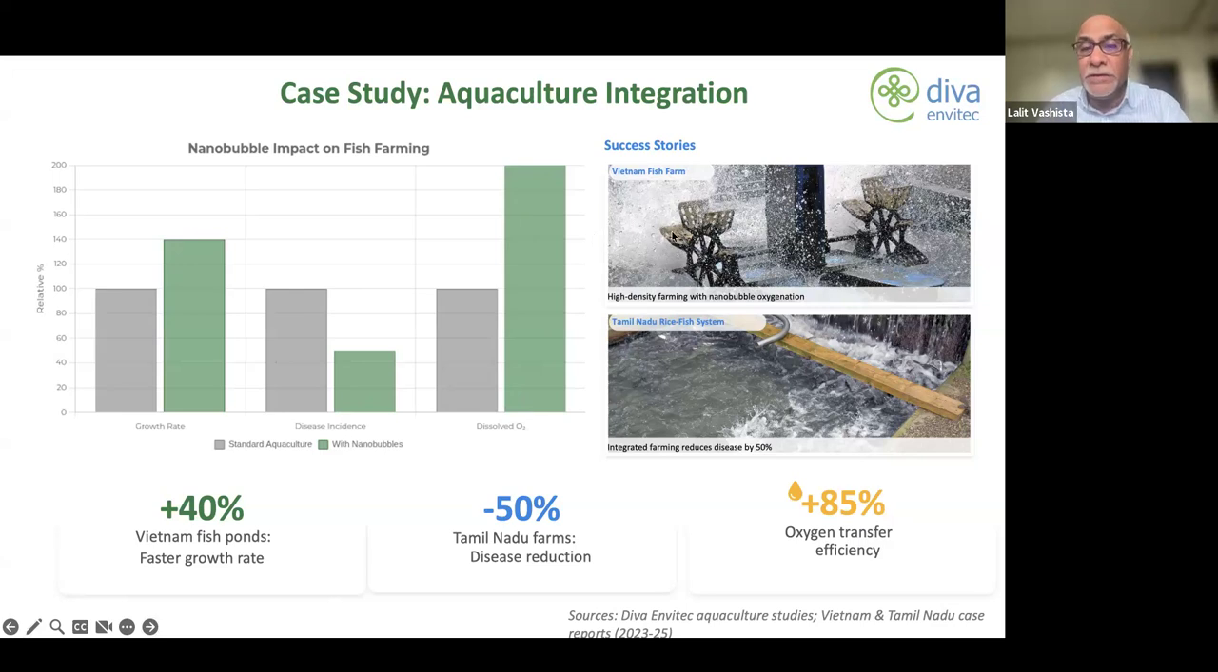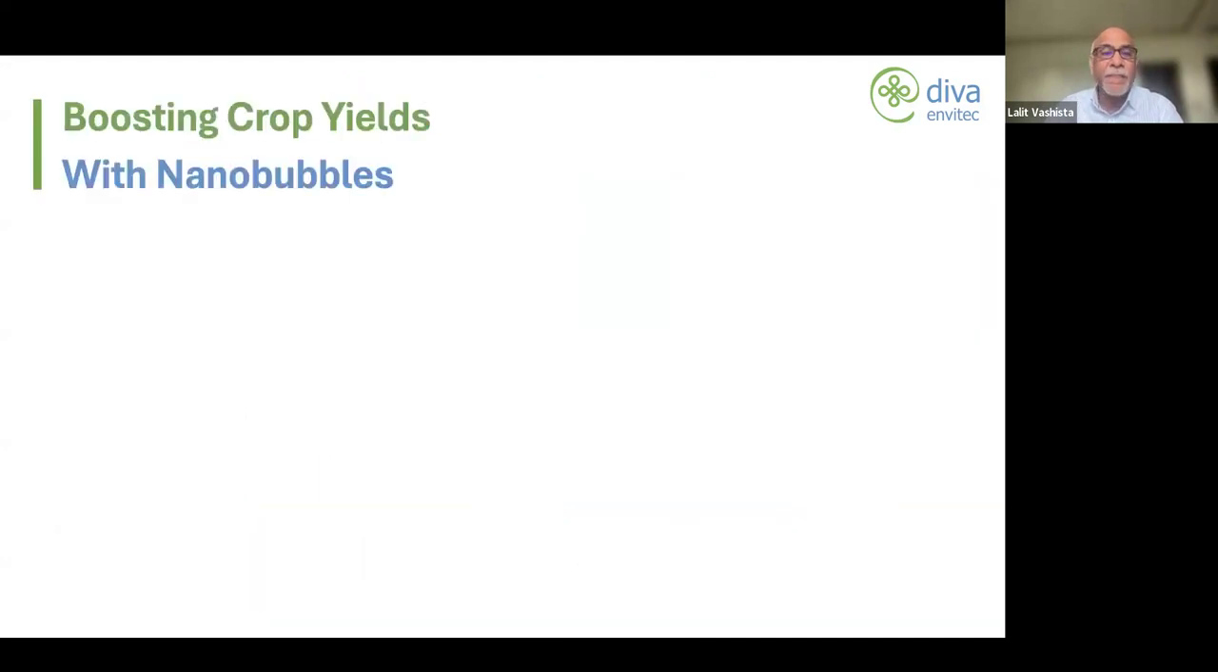So the more oxygen you give to these fish and aqua species, you get 40% more yield from the pond. We have some very good documented papers for this. Then we have 50% more yield, because our yields right now in the aqua farms in India are very, very low. There is a huge possibility of growth, and this can happen if we start using nanobubbles. These are not expensive to implement, but they give tremendous results to the farmers. And you have an 85% increase in oxygen transfer efficiency.